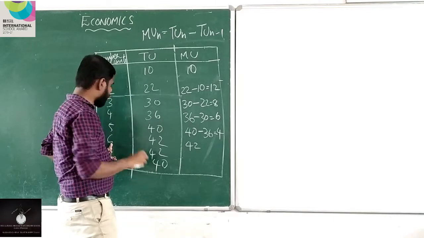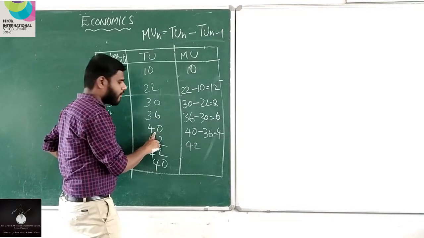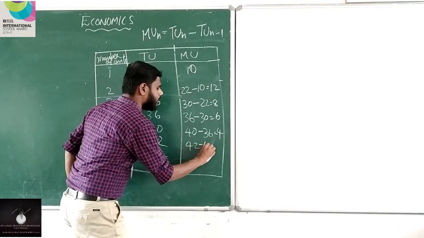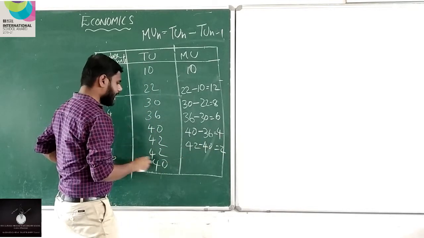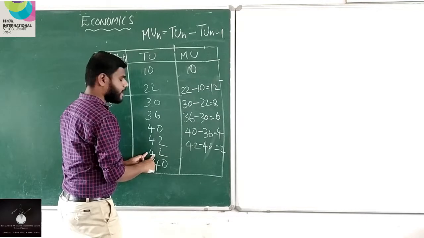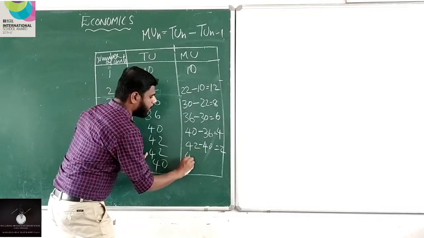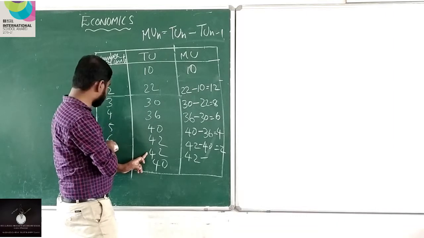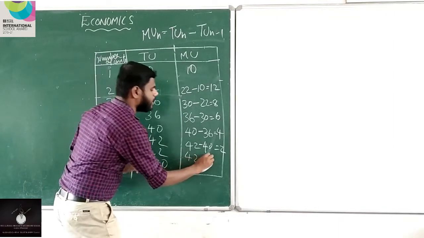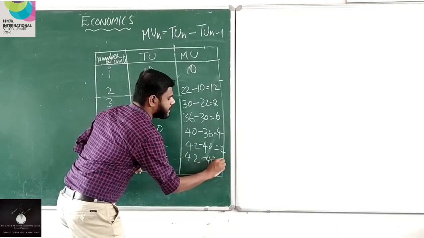Minus 1 is 5. The 5th unit consumption is 40. 42 minus 40 is 2. Next one, the 7th one, that is TU is equal to 42. 42 minus 42 is 0. So 6th one the answer is 42, 7th one it is 42, so MU is equal to 0.